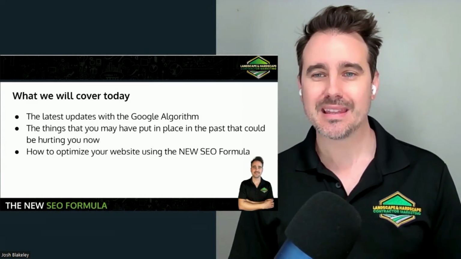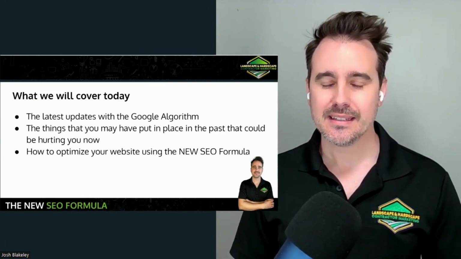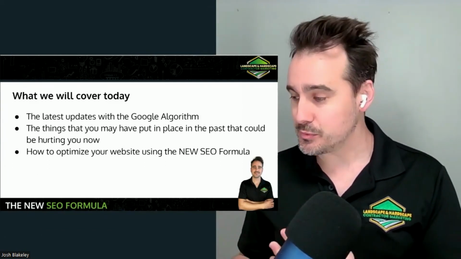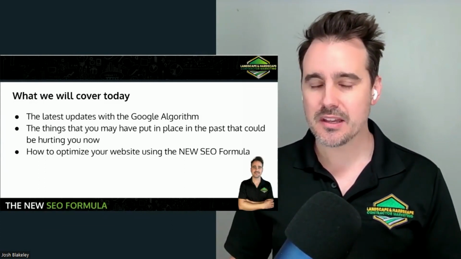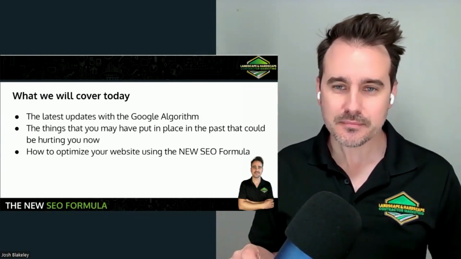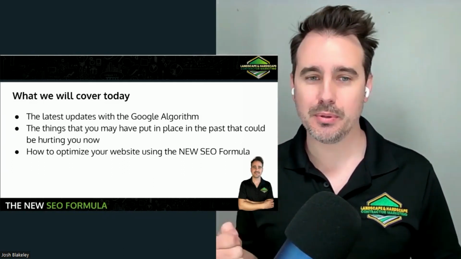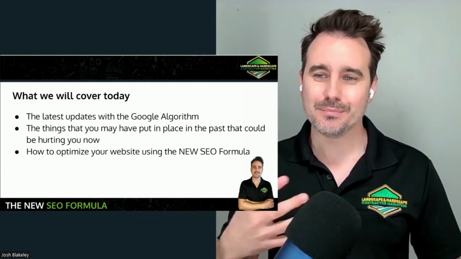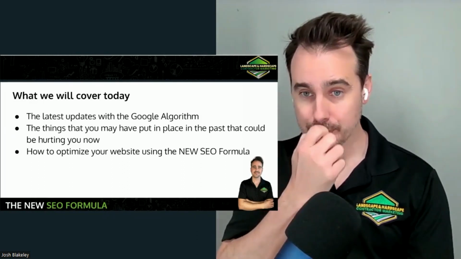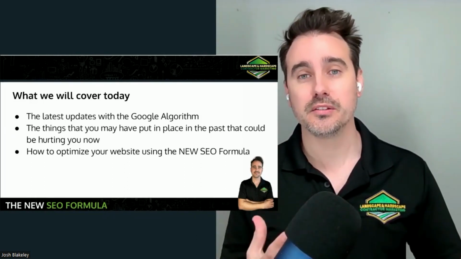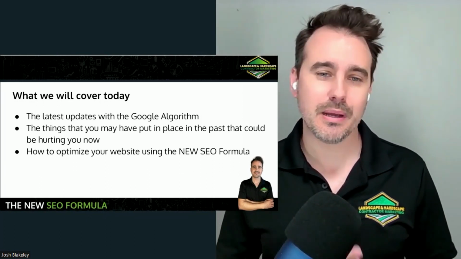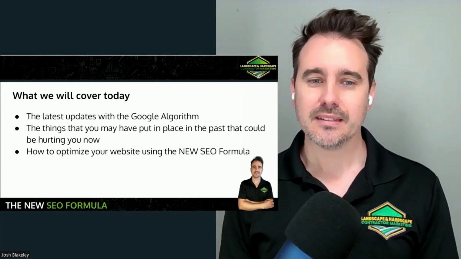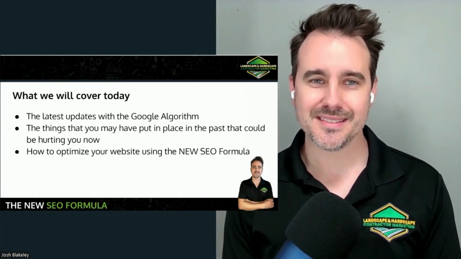So firstly, the outline of today. We're going to look at the latest updates from Google's algorithm, or algorithms really. There's been a lot changing in the last year with AI having an impact on what shows up on search results. So we're going to go through the things that you need to put into place that could be helping you, but also looking at the things that could be hurting you, even things that may have worked in the past or may have been done by an SEO agency in the past. And then lastly, what can you do to optimize things now?